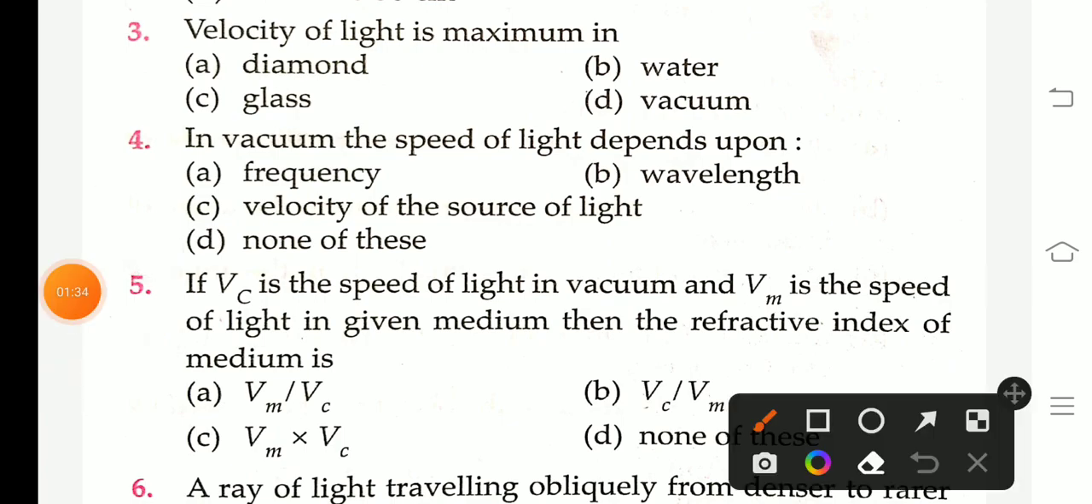Next, velocity of light is maximum in... Right answer option D, vacuum. Next, in vacuum the speed of light depends upon... Right answer option D, none of these.